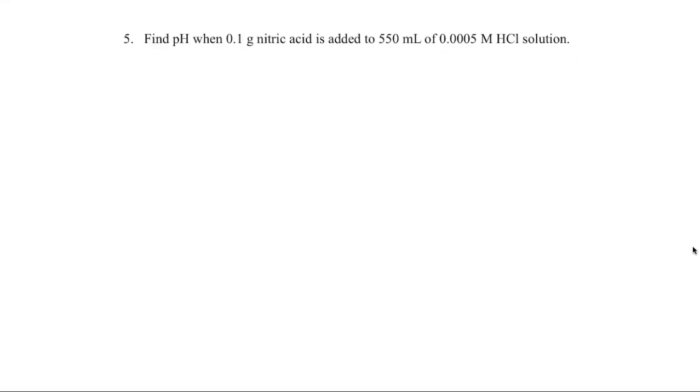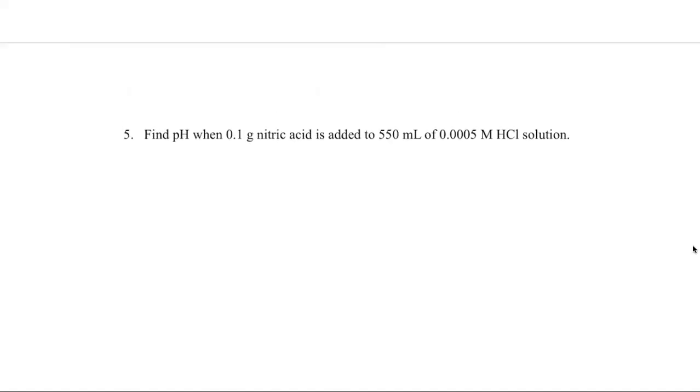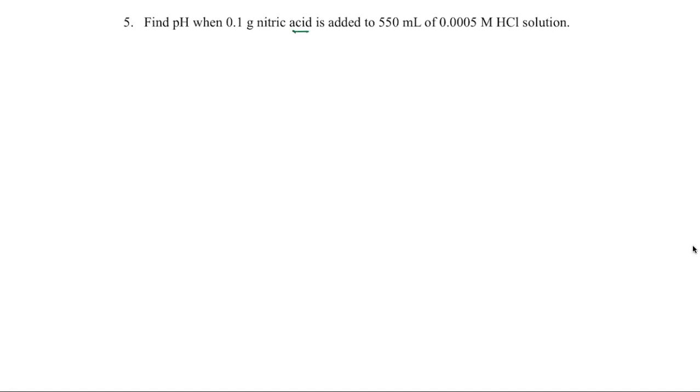Number 5, find the pH when 1 gram of nitric acid is added to 550 milliliters of 0.0005 molar HCl. Nitric acid, clearly an acid. HCl, also an acid. That makes this the type of problem we call acid plus acid.